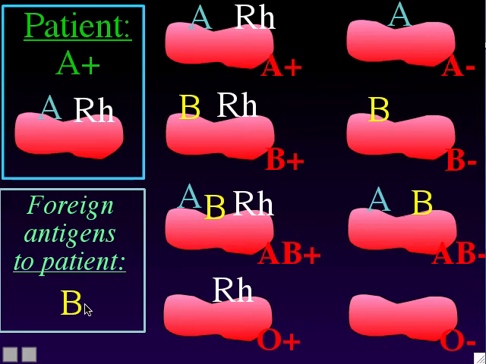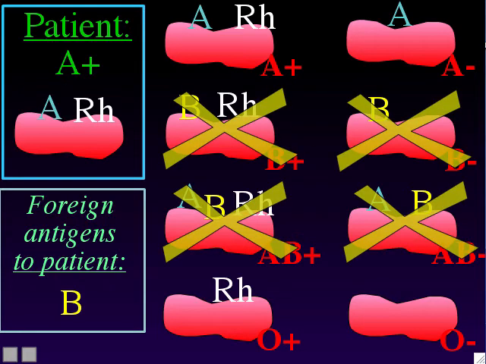And now you go back to your table of the 8 blood types there, and cross out any blood types that have the foreign antigen. So just go back to your table here and look at it cell by cell, and any cell that has the foreign antigen, just cross out that cell. Now in this example, the foreign antigen to the patient is B, so just cross out this cell and this cell and this cell and this cell. Those are the cells that have the foreign antigen to the patient.